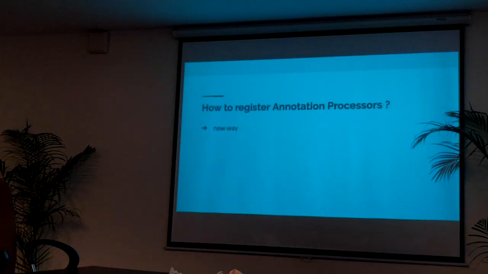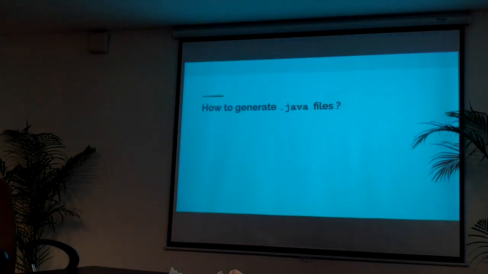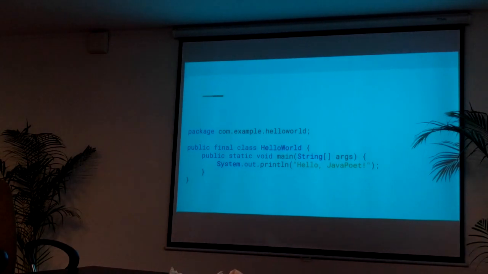So there are two ways to register the processor, and yes, it works right now. So now it was just the checking part. Now we also want to generate new files. For that, there is also a very cool library called JavaPoet. What it does is, for example, if you want to generate a .java file, it has a nice API with a builder pattern way of making all the classes, methods, and all that stuff. So let's see how JavaPoet works.